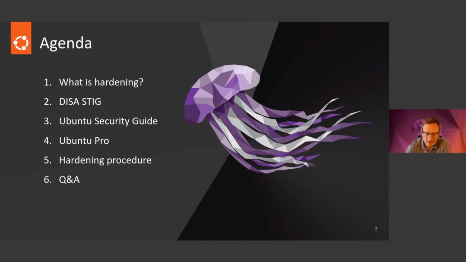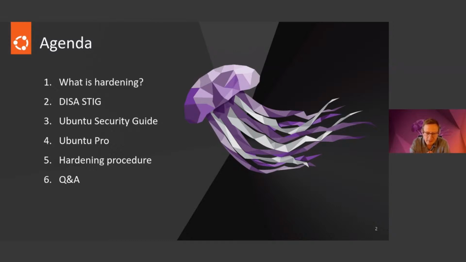So, what we'll cover today: we will talk about what hardening is, what it means, and who should care about it. I will outline what the DISA-STIG is all about, and then I'll introduce the Ubuntu Security Guide and demonstrate how it can automate the security and compliance requirements.